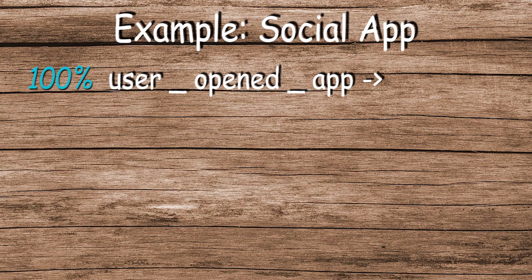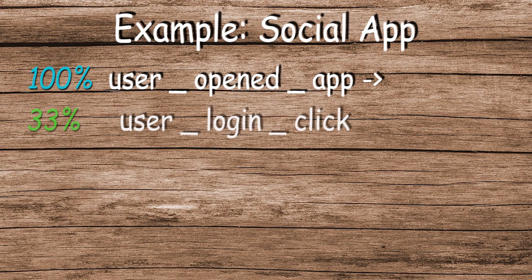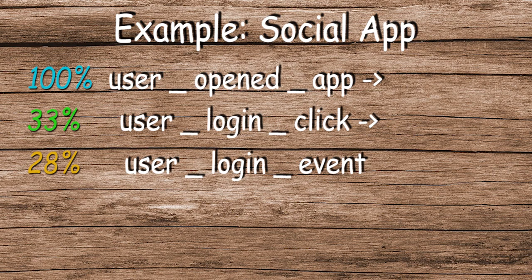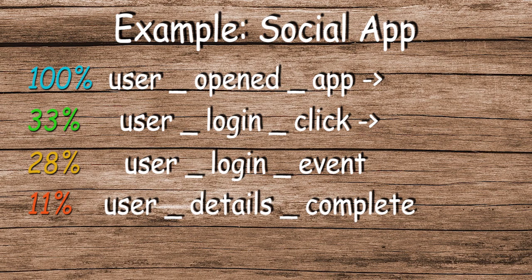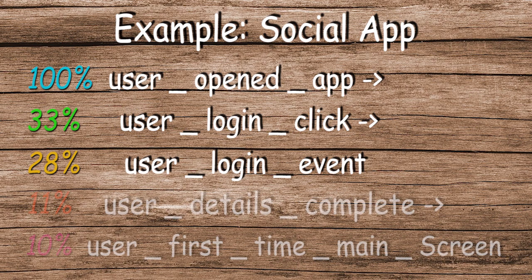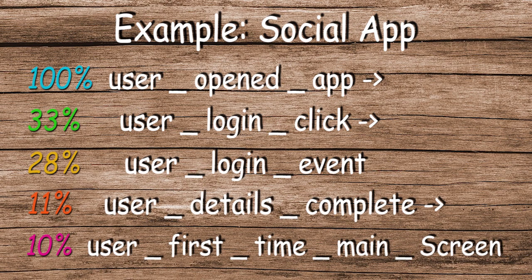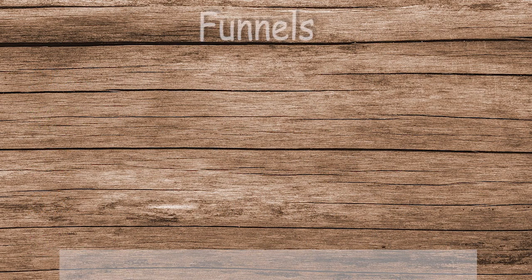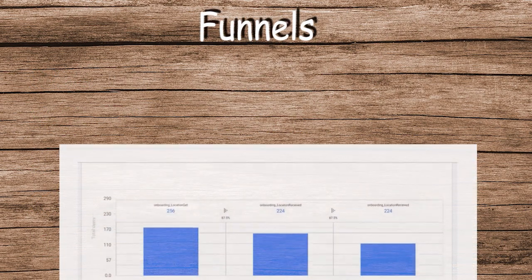User opened app event, clicked on the login button, user login click event, how many continued after they clicked and actually logged in, user login event, how many continued to fill in their details, user details complete event, and got to the main screen, user first time main screen event. And since we log every necessary event in the onboarding funnel, we can create a funnel which will tell us the conversion ratio between the different stages.